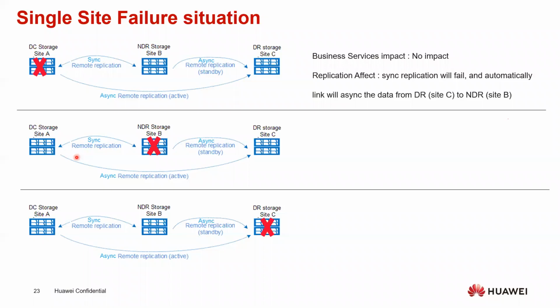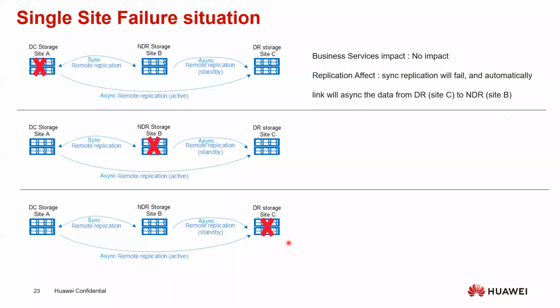The second situation is if my site B, which is the near DR site, is down. In that situation, what will happen? Again, my primary site is already available for business, so there is no impact for business. Business will keep running, and you can continue. And when site B comes online, you can start the sync replication automatically in this configuration.